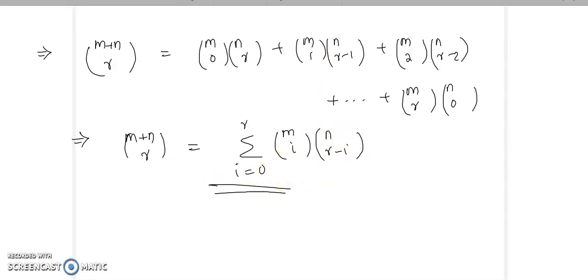And now let us look at the second proof. The second proof is a combinatorial proof.